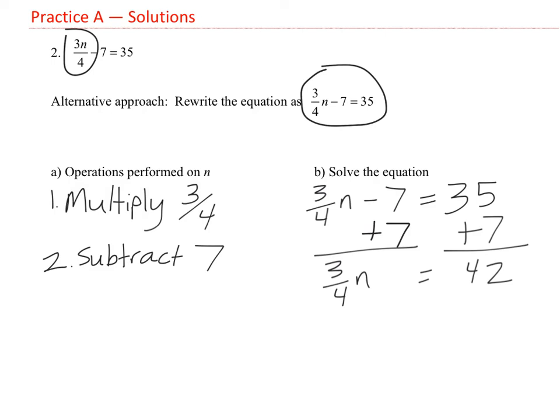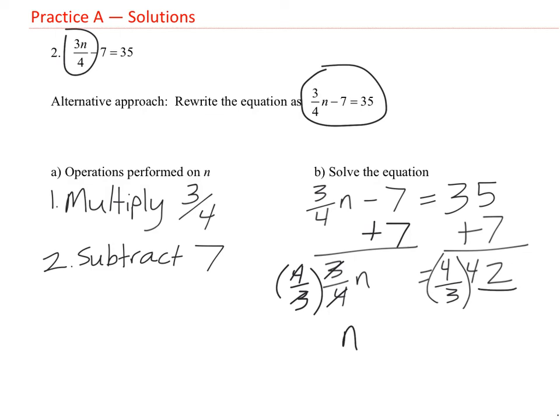Now we can undo the multiplication of 3/4. And to undo multiplication by a fraction, we actually use the reciprocal of that. So we're going to multiply both sides by the reciprocal of 3/4. That would be 4/3. So I'm multiplying 4/3 on both sides. Of course, on this side, we're cross-canceling everything, which leaves us with 1 n, or just plain n.